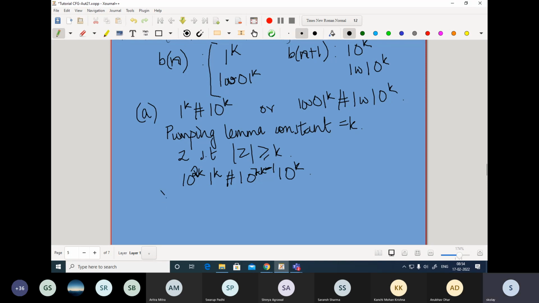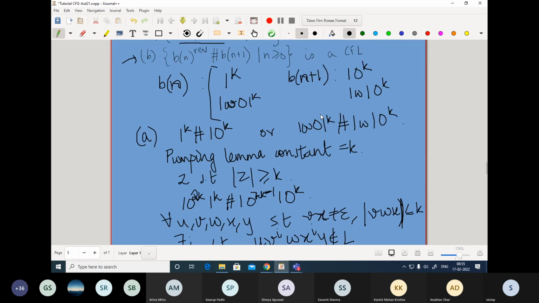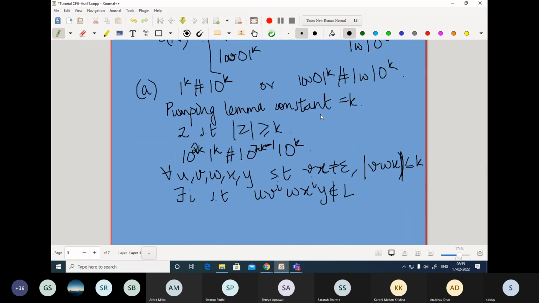Okay, now you have to argue that for all u, v, w, x, y such that vx is not equal to epsilon and length of vwx is less than or equal to k, there exists i such that u v to the i w x to the i y does not belong to this language. I'll call it L. So how will you argue this?